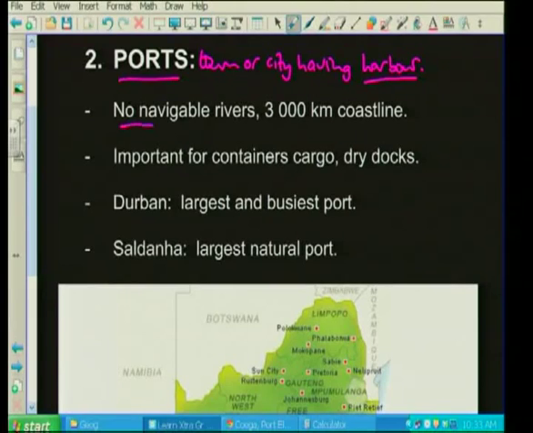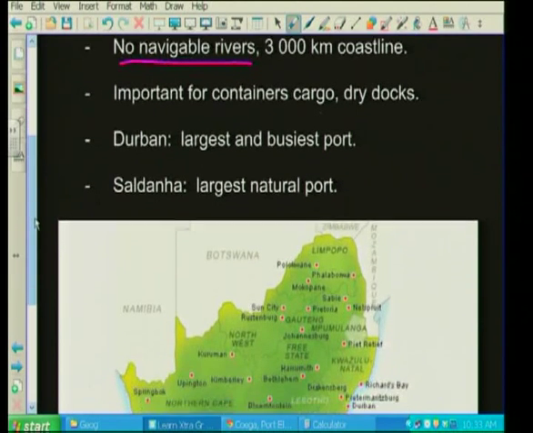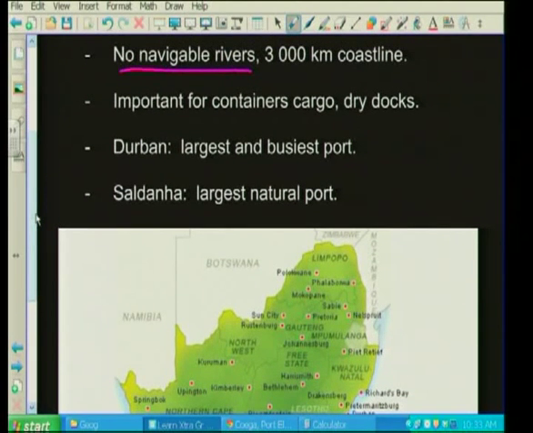geography. If you have a look at your notes here, we don't really have navigable rivers in South Africa. We've got quite a few rivers, and you need to learn your rivers and your mountains and all those sorts of things, which is just good general knowledge anyway, but it's important for your exam to know basically the main rivers of South Africa, the Orange, the Vaal, the Tugela, and those sorts of rivers.